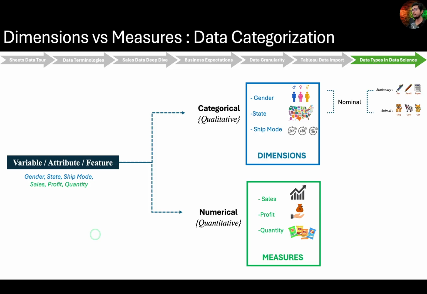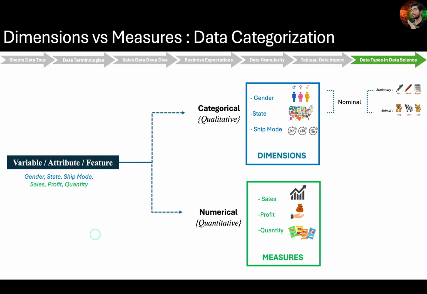A few more examples of nominal variables include stationery type, for example, pen, eraser, notebook, and the animal type, which could be dog, cat, and elephant. You cannot rank one animal over another without any context. That's why they are called nominal features.